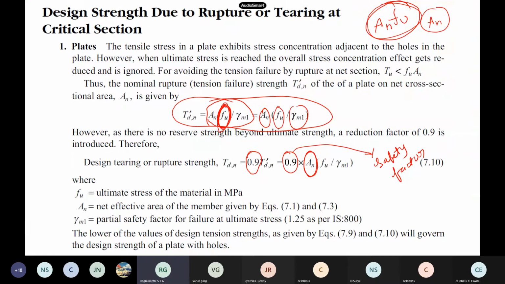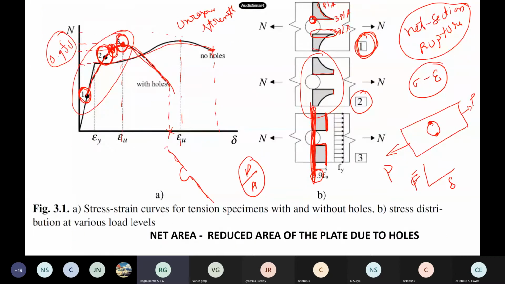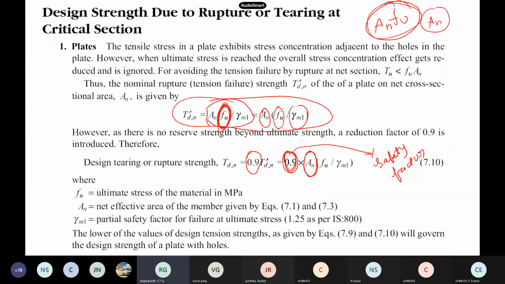So there we use FY, here we use FU, because that is serviceability. Here it is anyway as per strength itself. And this 0.9 is essentially for this one, like, instead of all the points coming to FU, since it doesn't have any unreserved strength, we use this point. This is also another factor of safety itself. So these two formulas are from rupture.